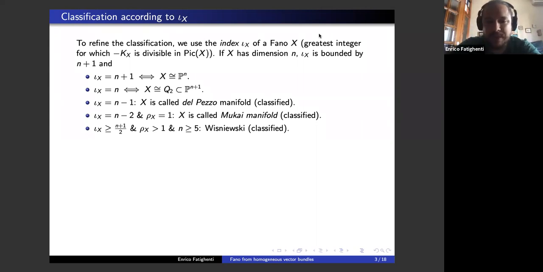And then we have some other partial results. For example, we could take the index equal to n-2, and assume that the Picard rank is equal to 1. Once again, we have a finite list of classified Fano varieties. They're called Mukai manifolds. And you can see in the last line of this list another partial result, when the index is higher and the Picard rank is higher, and so on. This time by Wiśniewski.